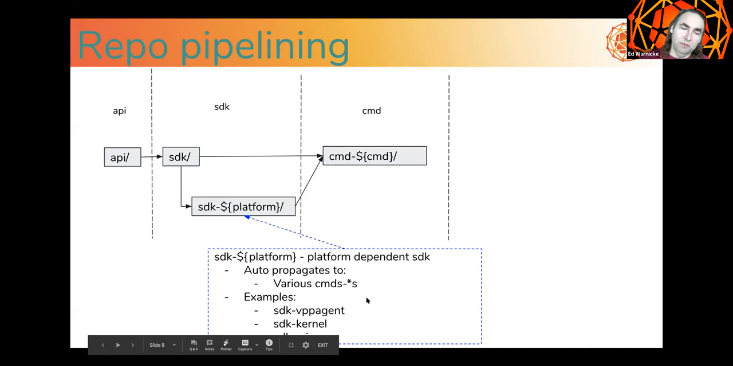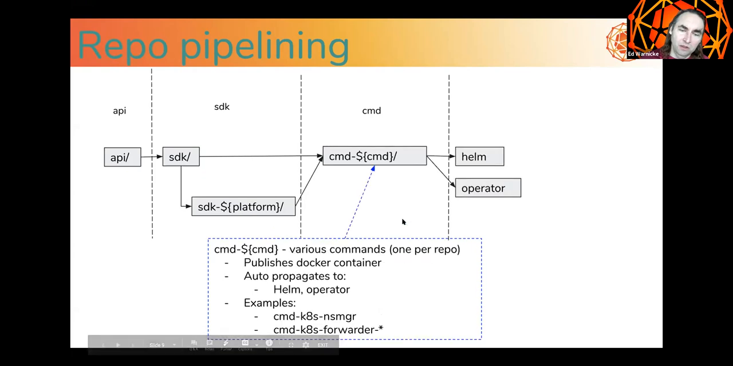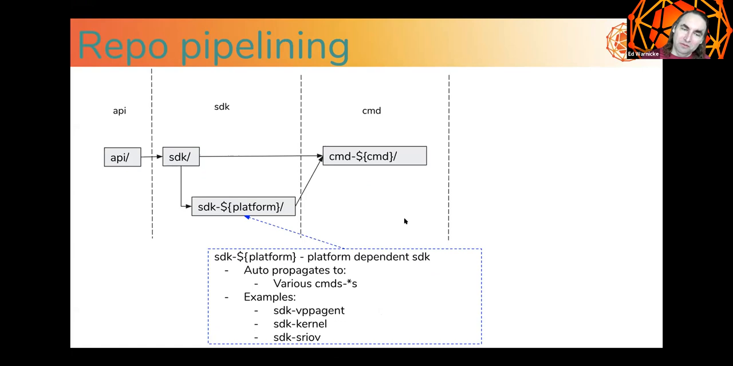And examples of this would include things like, examples of the platform repos would be things like SDK VPP agent, SDK kernel, SDK SR-IOV. And those, of course, when something merges there, would auto-propagate down to whatever commands are dependent on them, which is not going to necessarily be all of them. Next.